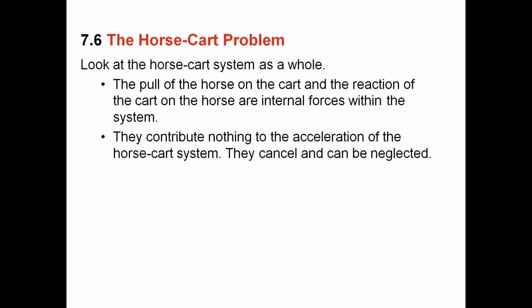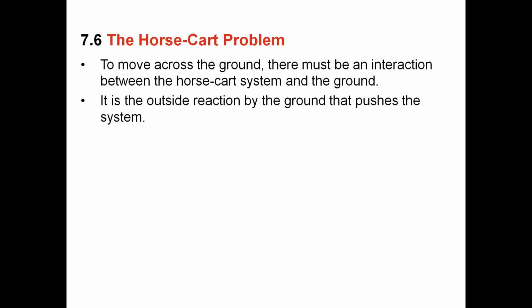Think back to when we were describing the baseball. There are intermolecular and internal forces that hold a baseball together, but they have no bearing on how fast or slow a baseball travels when struck by a baseball bat, because they are internal to the baseball system. To move across the ground, there must be an interaction between the horse-cart system and the ground. It is the outside reaction by the ground that pushes that system.